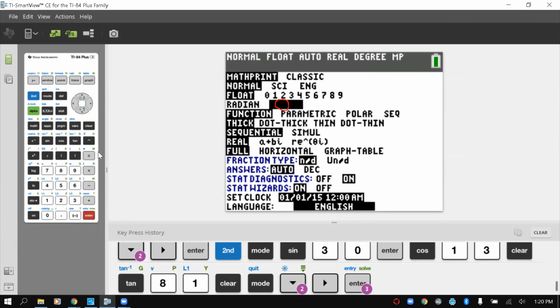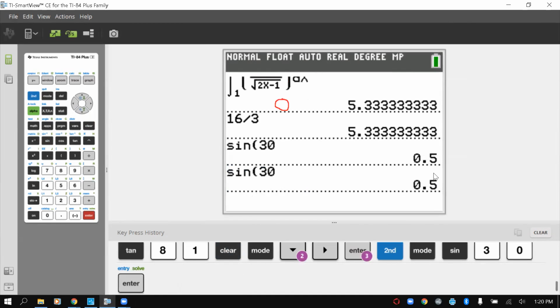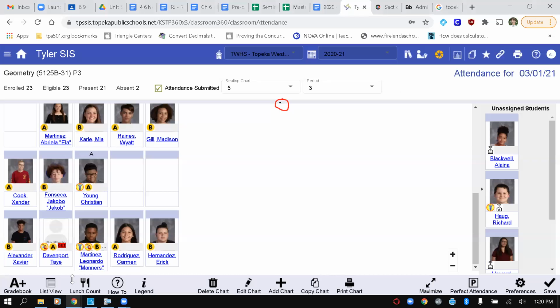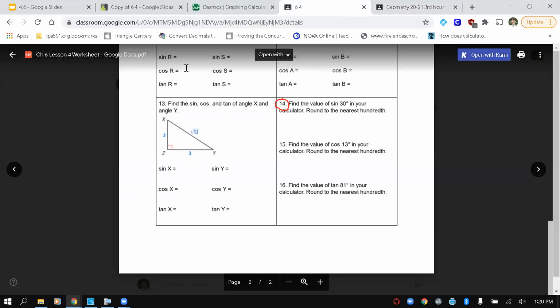Okay. And then to do these is really easy. You just hit these buttons in the middle, for sine, cosine, and tangent. We'll do the sine of 30 is 0.5. So that's not the right one. This is the right one. So the answer to number 14 is 0.5.